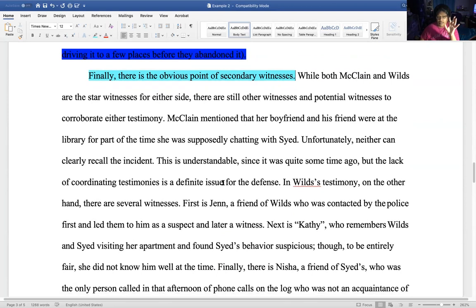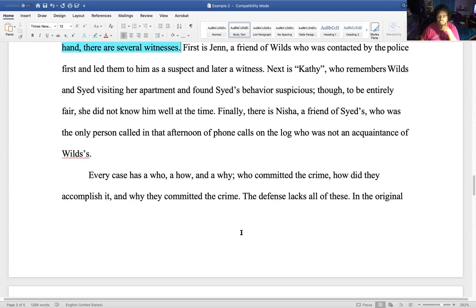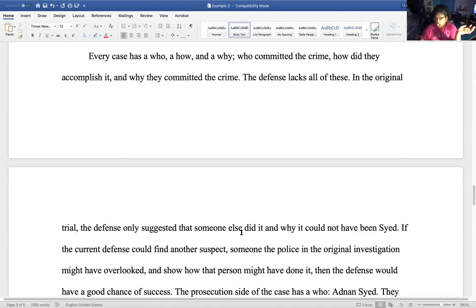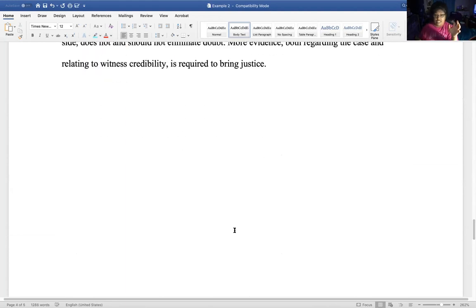Obviously, she's talking about McLean. Let's go here to the next thing, the transitional sentence with the transitional phrase. In Jay Wild's testimony, on the other hand, there are several witnesses. So here's where she's going to contrast Jay's testimony, and she has the phrase, on the other hand. Okay, yep. So all this is Asia, all this is Jay, and she's done. And then she has a very, very long conclusion, which is actually really good. So there you go. There is the structure of this paper.